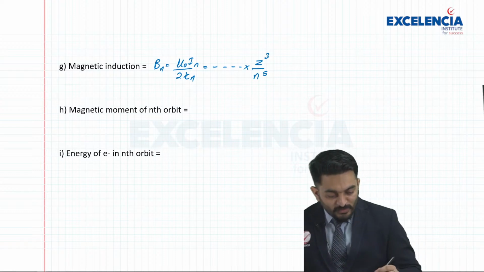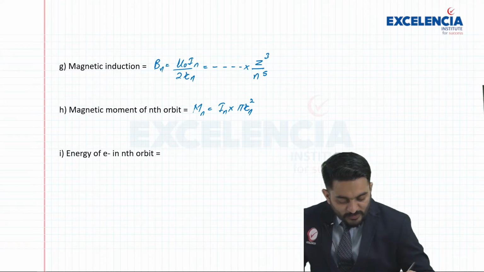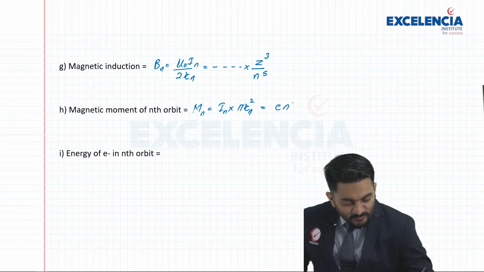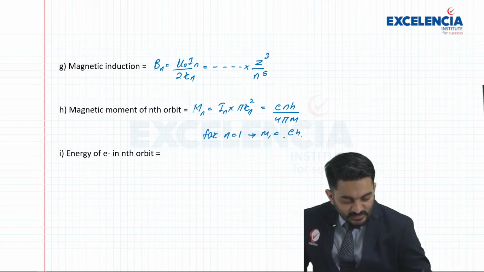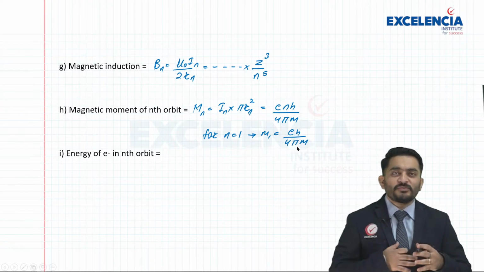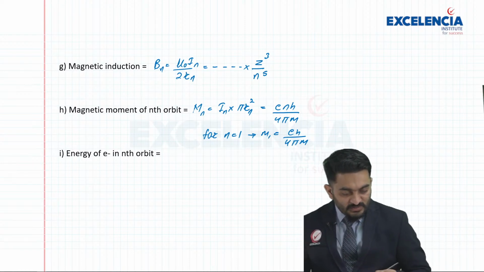When you talk about magnetic moment of nth orbit, the symbol is this: you have your current passing through an area. Now when you plug in this value, I hope you remember this formula, e n h over 4 pi m, where if you plug in n equal to 1, you will find that m1 is e h over 4 pi m, which is your Bohr magneton, which you have also seen in your NCERT book somewhere.